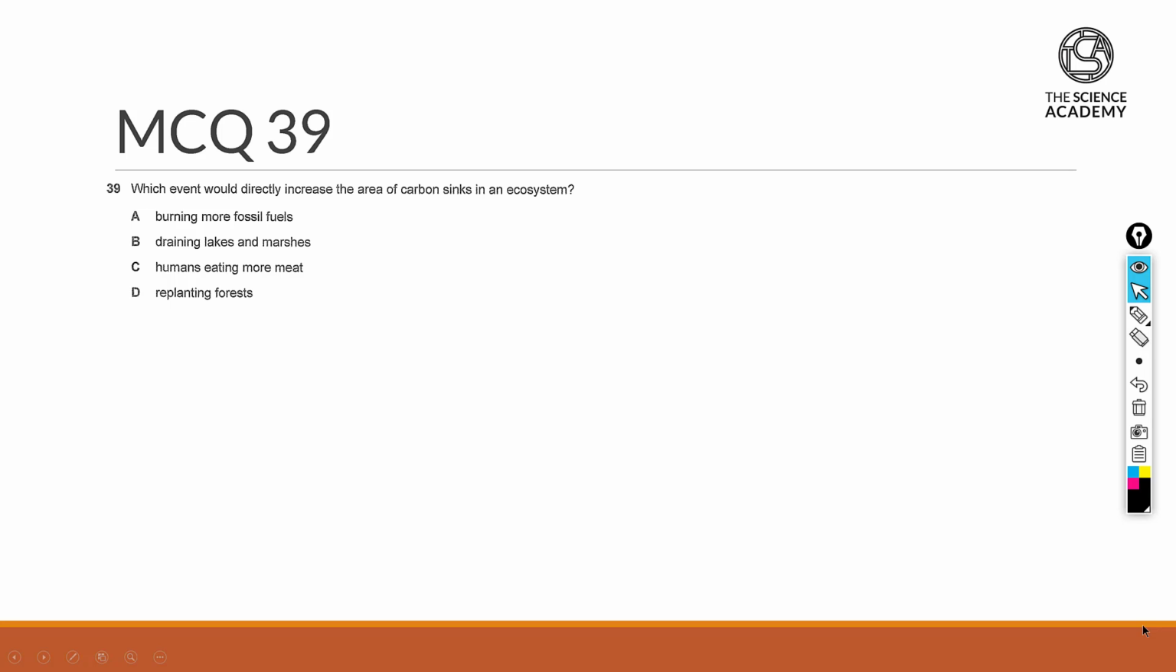In MCQ 39, we switch our focus to that of ecology, and this time around, we are looking at ways to increase the area of the carbon sink. Now, a carbon sink is actually an area where the amount of CO2 absorbed is considerably much more than the amount of CO2 that's actually being released.